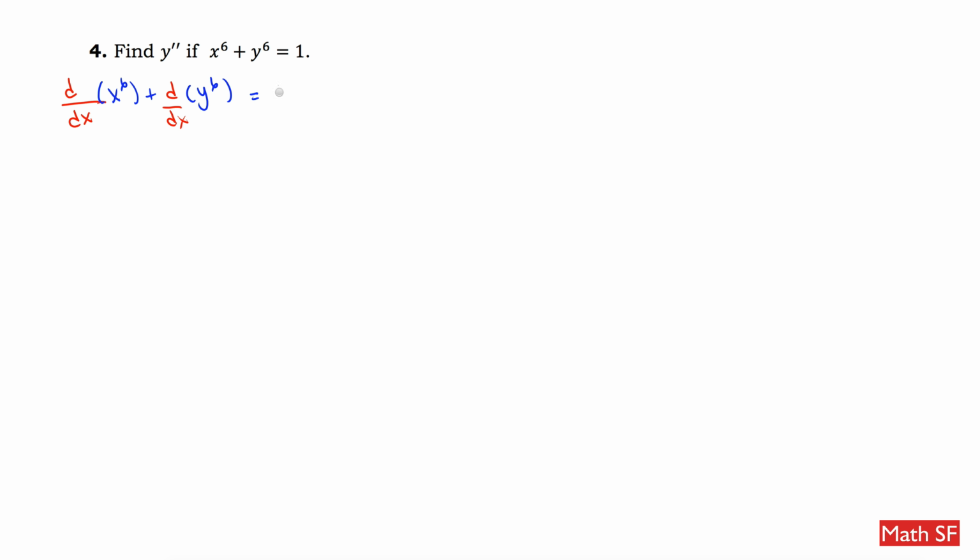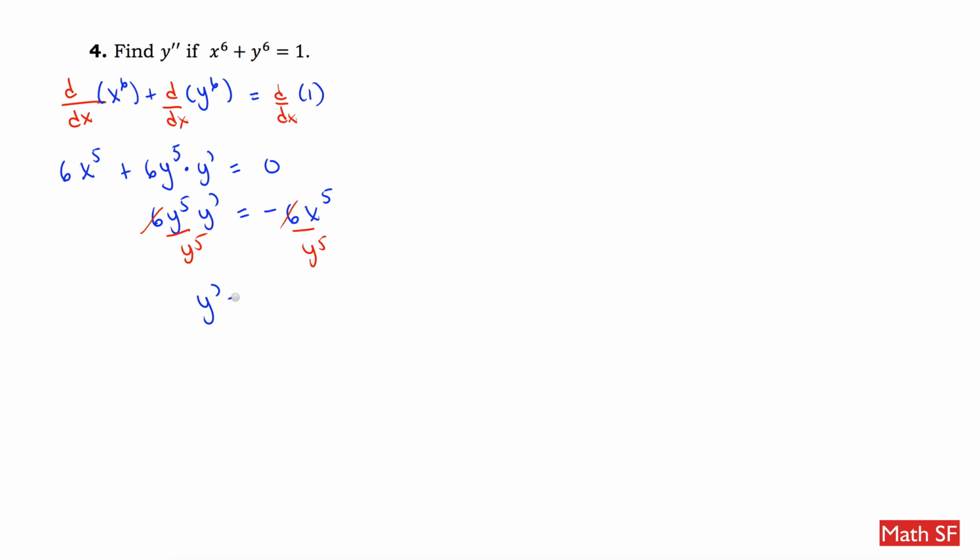Equal to the derivative of this side as well. So the derivative of x to the 6 with respect to x will be 6x to the fifth power plus, here we're going to use a chain rule, 6y to the fifth times y prime, equal to 0. So isolating for y prime, we have 6y to the fifth y prime equals negative 6x to the fifth power. Now the 6 goes away, and you can just divide by y to the fifth on each side, and you get that y prime is equal to negative x to the fifth over y to the fifth power.